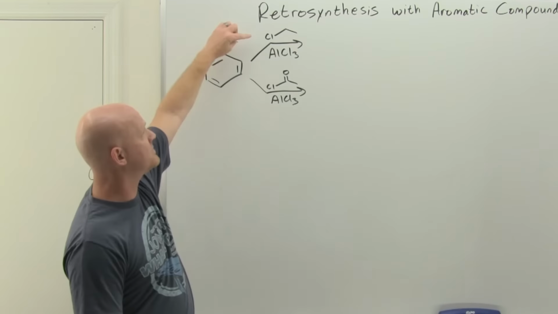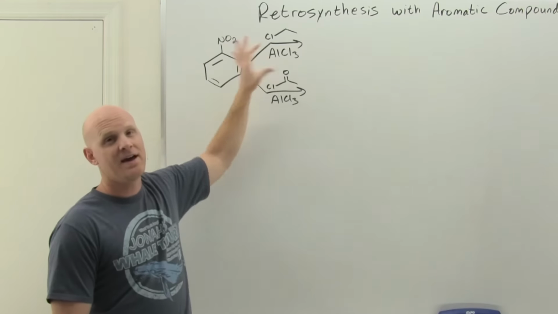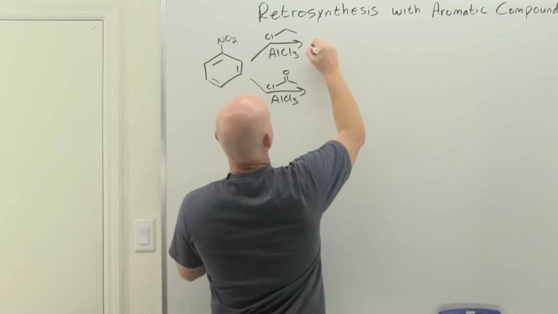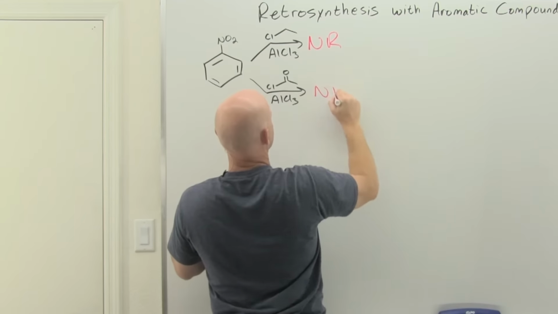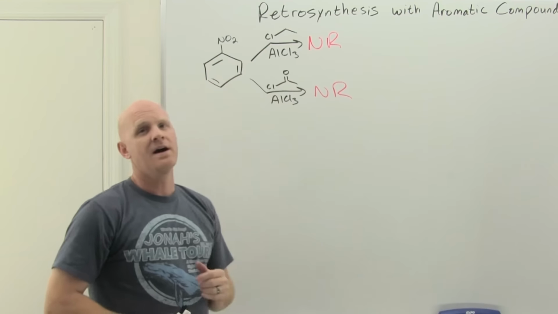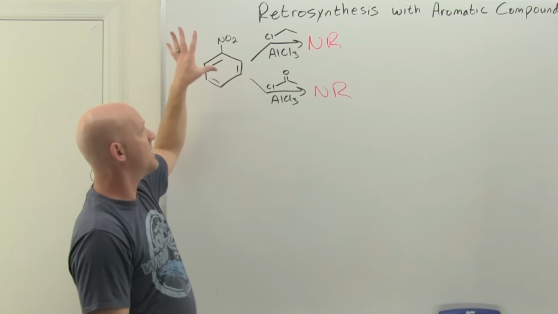And here I'm trying to do Friedel-Crafts alkylation, here I'm trying to do Friedel-Crafts acylation, and you should recall that both Friedel-Crafts reactions are not possible for strongly deactivated rings. And so if I've got something like a nitro group or a cyano group or a sulfonate group, any of those strong electron withdrawing groups, not going to happen.